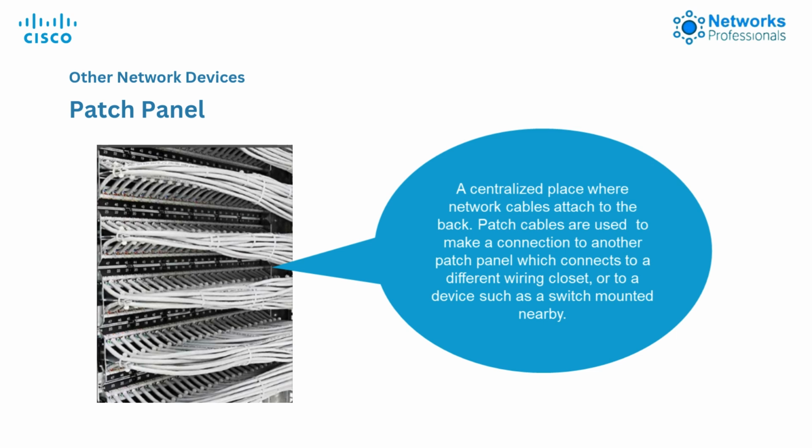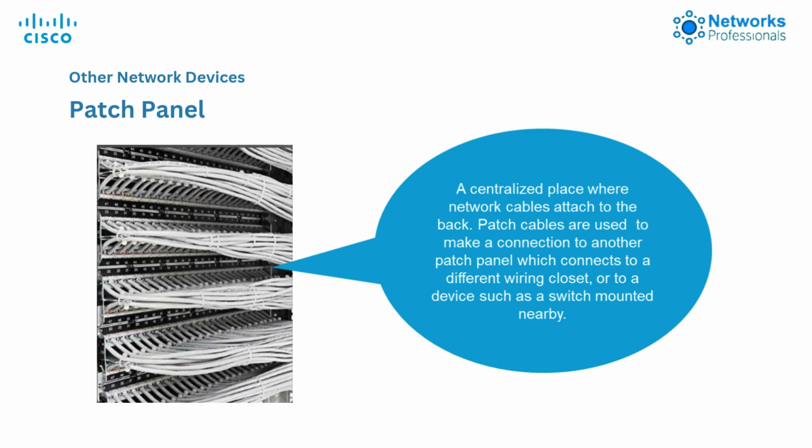Patch cables, which are short cables, are then used on the front of the patch panel to make connections between the patch panel and other devices like switches, routers, or other patch panels. These connections allow the network to be easily configured, expanded, or modified without the need to physically rewire or remove devices.